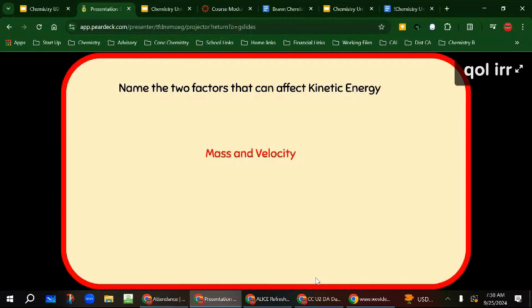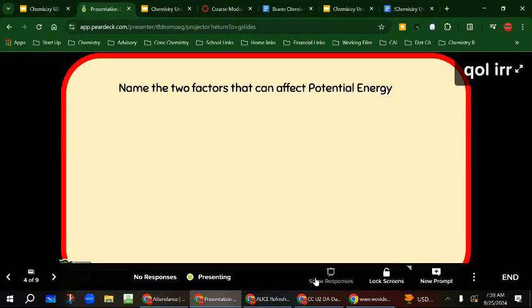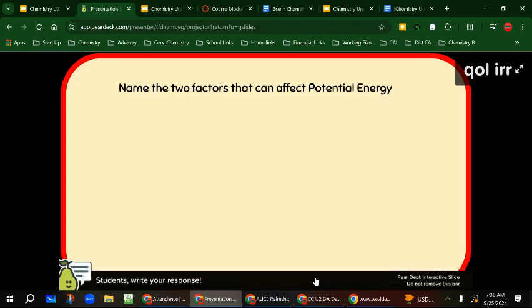Questions? Good, wonderful. Name two factors that can affect potential energy. There are actually three. Please do not name the one that we cannot change. So there are three things that will affect how much potential energy an object has.